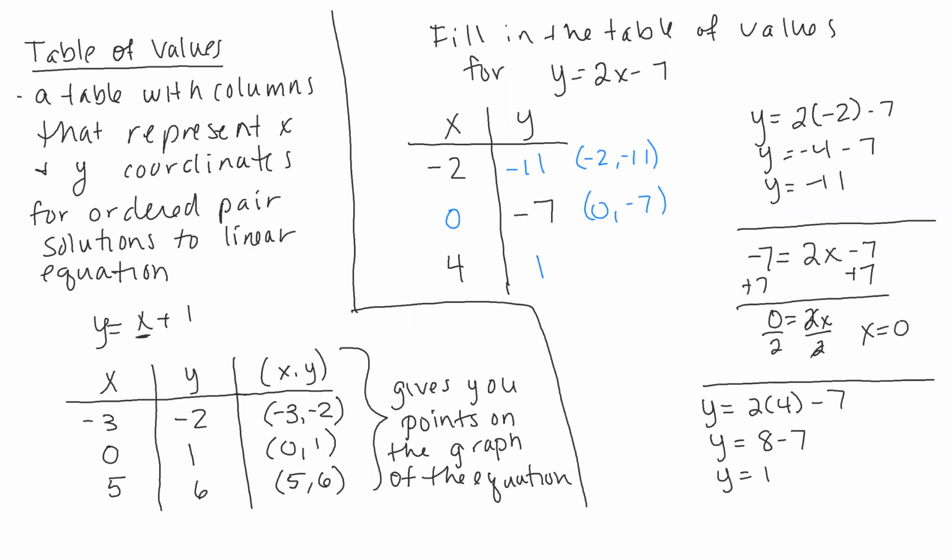If x is 4, y has to be 1. So that gives me another ordered pair solution to this equation. This right here represents 3 points that we know are on the graph of y equals 2x minus 7. If we were to take a Cartesian plane and plot those 3 points, we would have a really nice sketch of the graph y equals 2x minus 7.